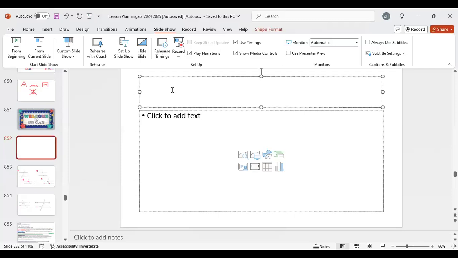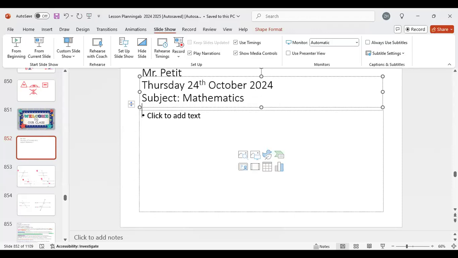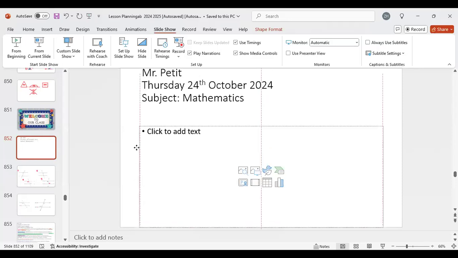Today is, well, my name is Mr. Petit, P-E-T-I-T. Today is Thursday, the 24th of October, 2024. The subject is, of course, mathematics. We're going to start off with mathematics, and then we're going to go to social studies and religious studies.